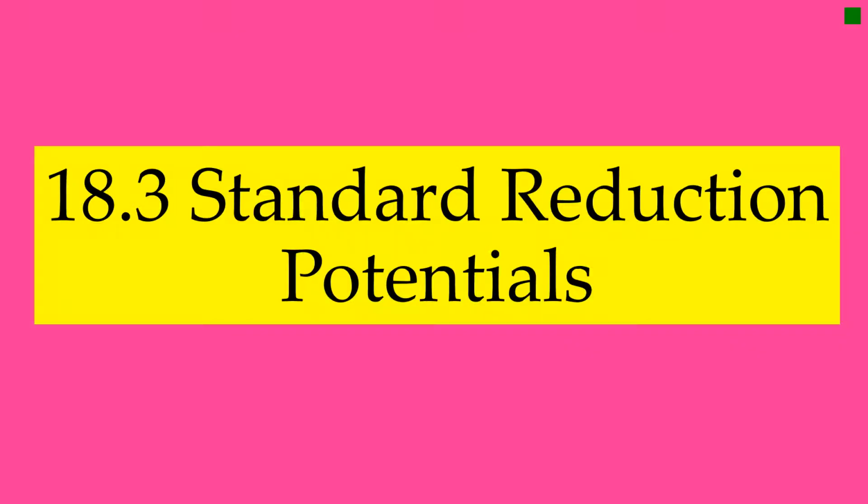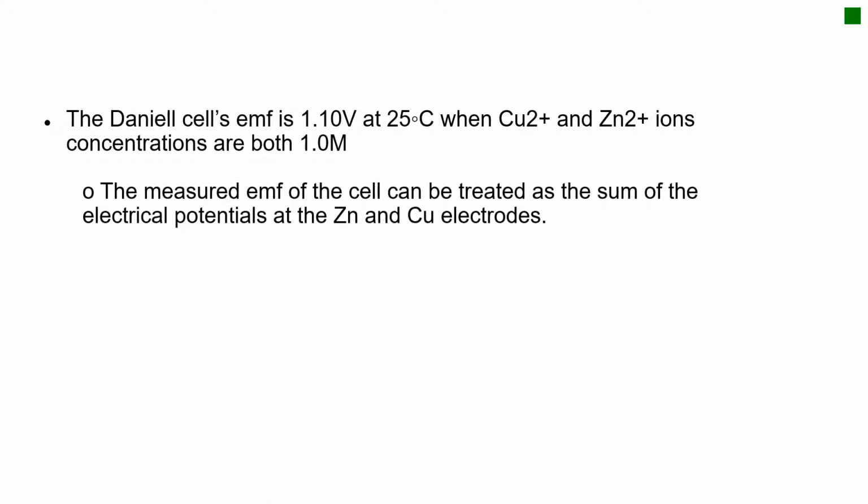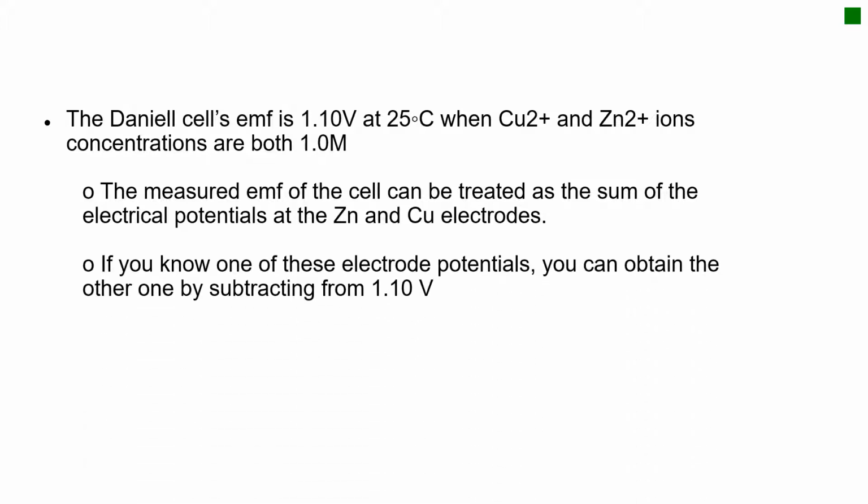So now we're going to go over 18.3, which is standard reduction potentials. The Daniell cell's EMF is 1.10 volts at 25 degrees Celsius when the copper 2+ and the zinc 2+ ion concentrations are both 1. The measured EMF of the cell can be treated as the sum of the electric potentials of the zinc and copper electrodes. So if you know one of these electrode potentials, you can obtain the other by subtracting from 1.10 volts.